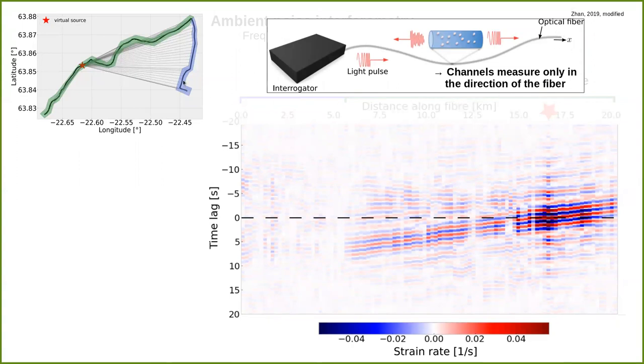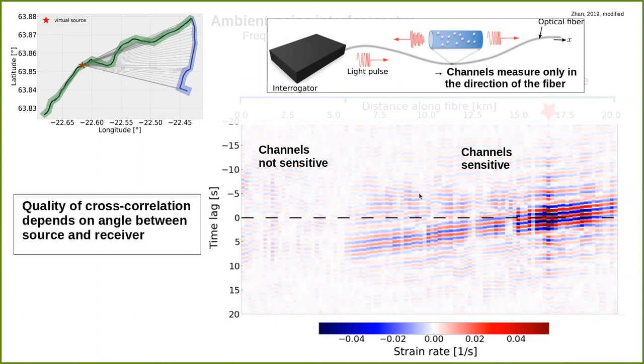And because of that, the channels on the north-south oriented part are less sensitive to the waves that are emanated by the virtual source, and the signal quality is pretty poor. The channels on the green part, however, are roughly in line with the virtual source, and because of that, they are sensitive to the waves emanated by the virtual source. And we obtain a good signal quality. So the quality of the cross correlations depends on the angle between the source and the receiver.